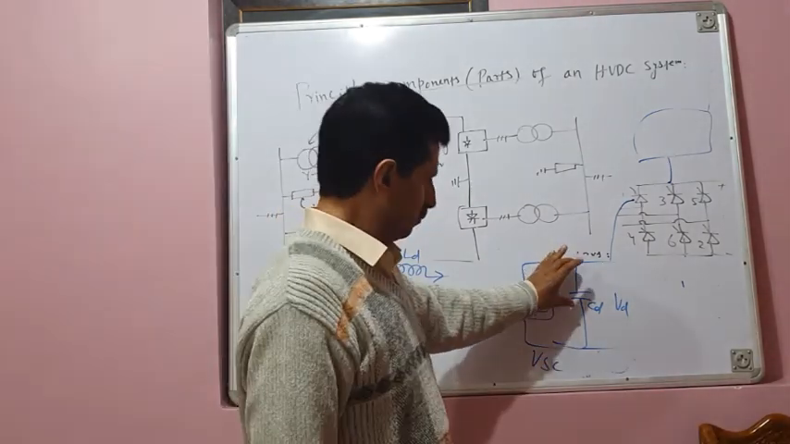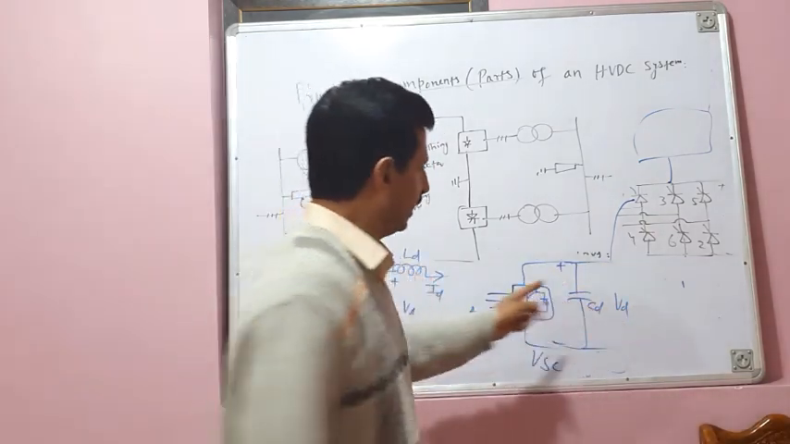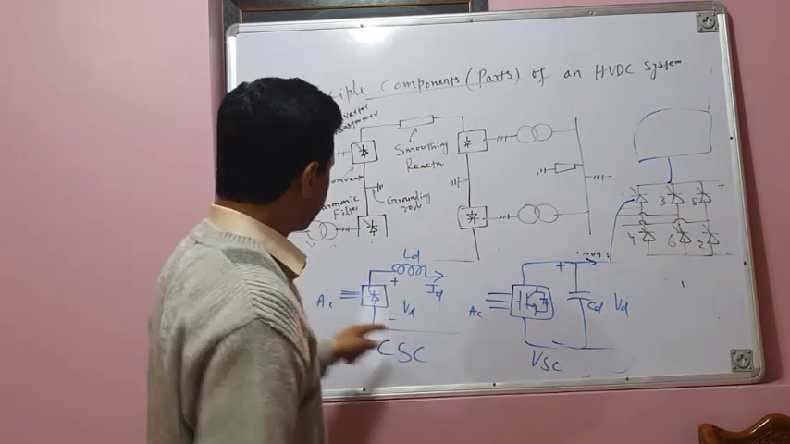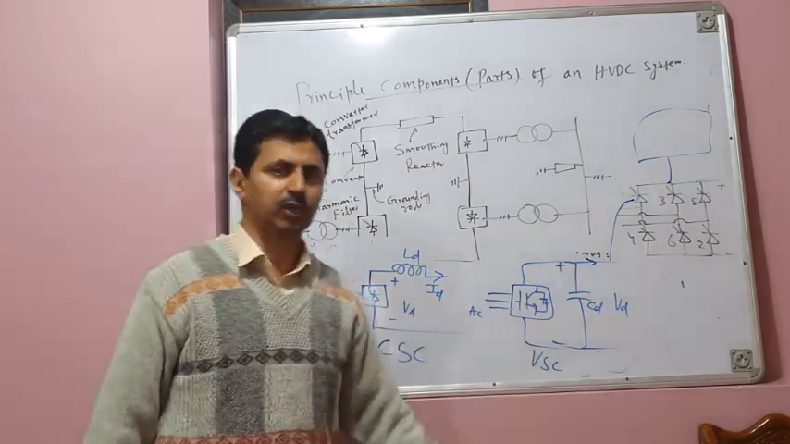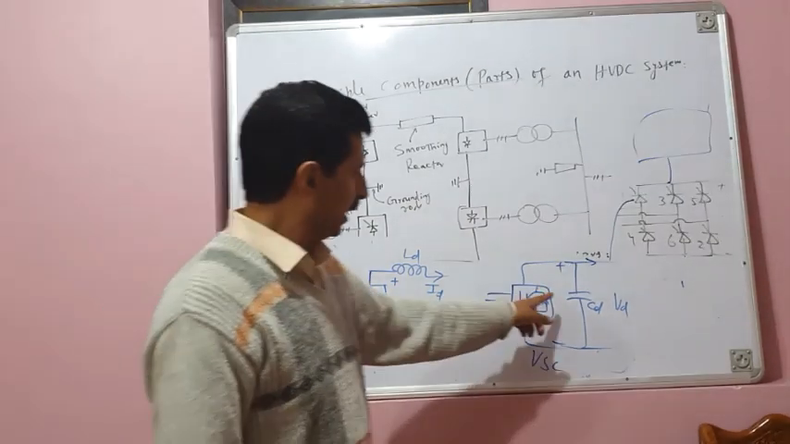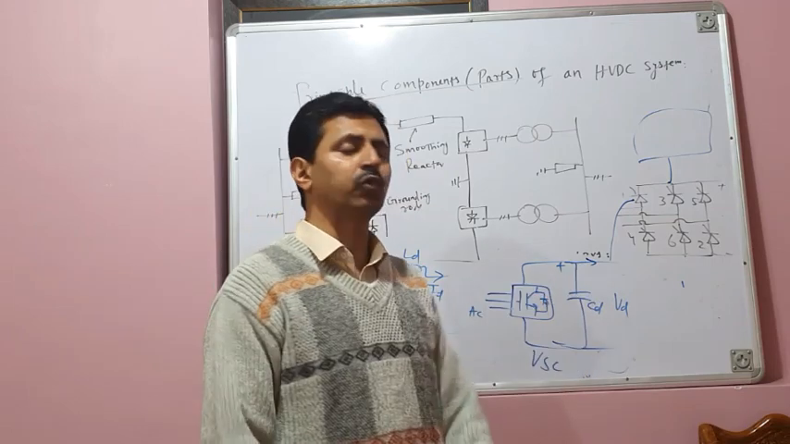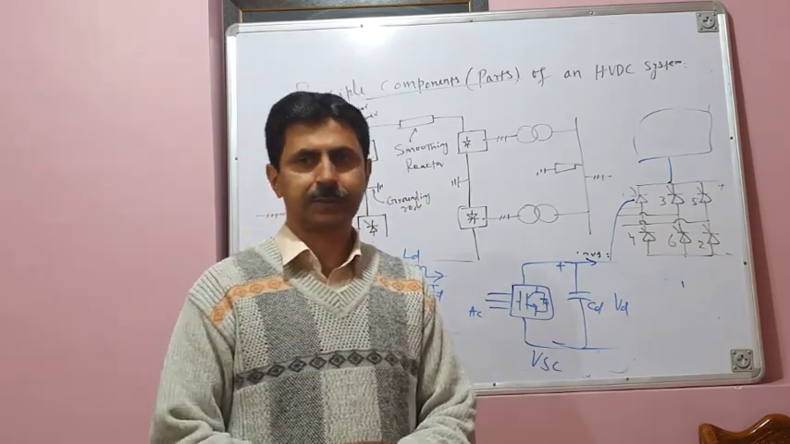Because the voltage across its output is constant. The current ID can vary. In a current source converter, the current is constant and you can vary the voltage. Since here the current is constant, it's called a current source converter, and in a voltage source converter, the output voltage is generally maintained constant and it is called a voltage source converter.